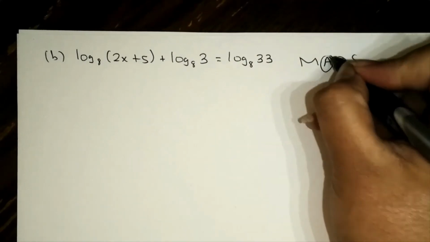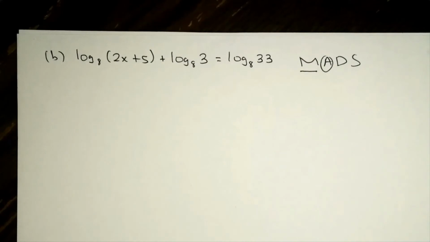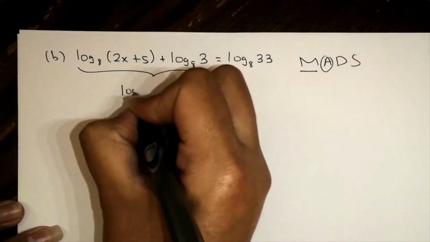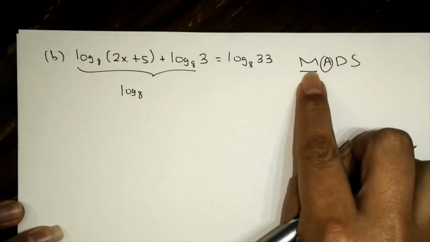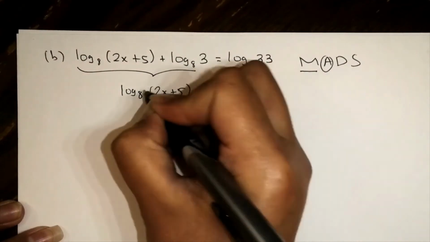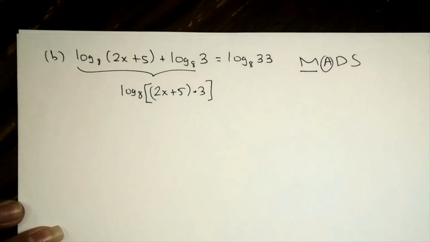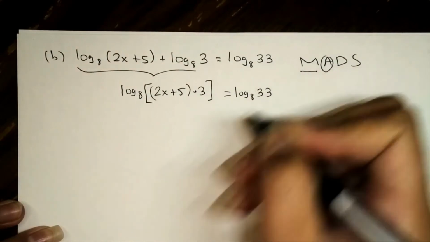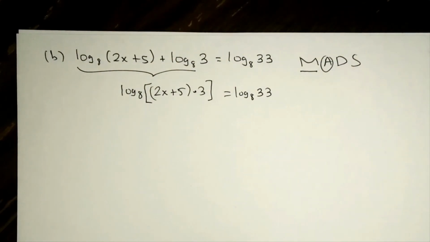So if we are adding them, in order to backtrack to a single log, we have to multiply the arguments. So that will give us logarithm base 8, and we multiply the arguments, which is 2x plus 5 times 3. We're going to go ahead and wrap this together just to highlight that the entire product is the argument, equals log base 8 of 33. And at this point, the question is, how are we gonna handle it? We can do some fun math, but we don't have time for that. We're just gonna keep our cool and use the property of logarithmic equations.